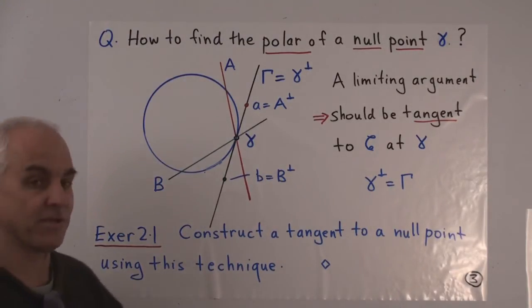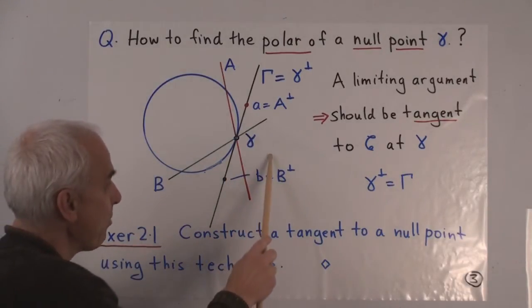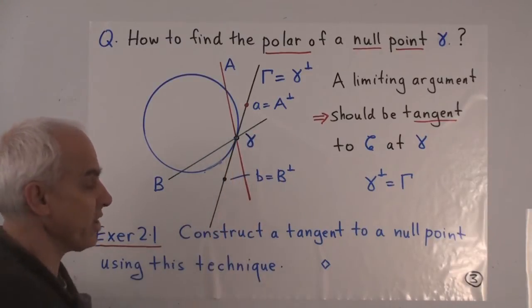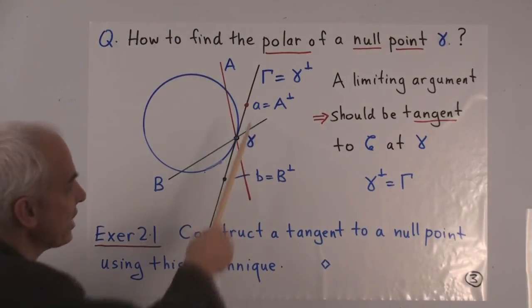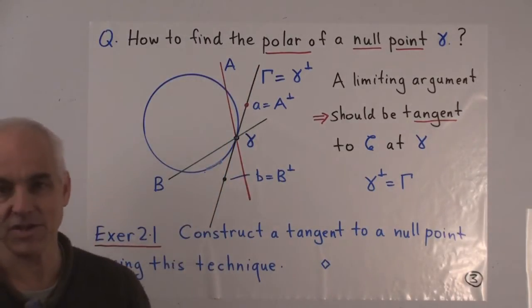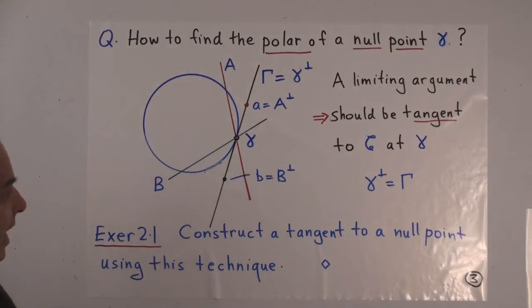Well, one way might be to think of this case as a limiting case where you have some point outside approaching here or some point inside approaching there. That certainly suggests, when you look at it, that the polar ought to be the tangent to the circle at that point. And we can actually find that tangent in another way by using the polar duality theorem.